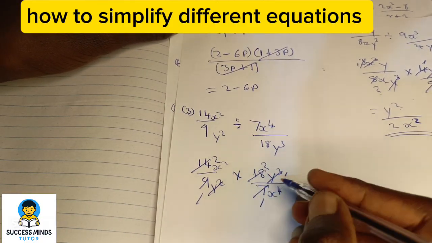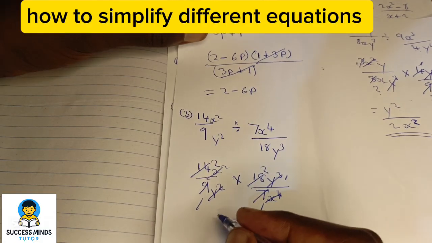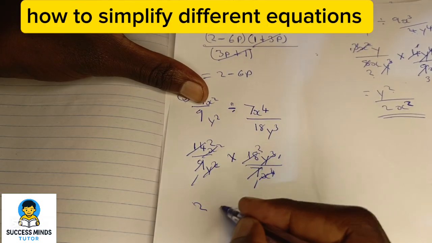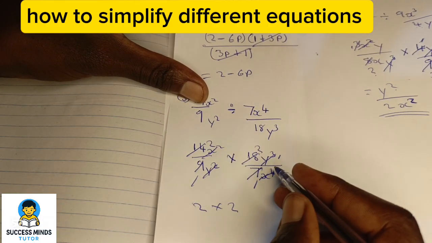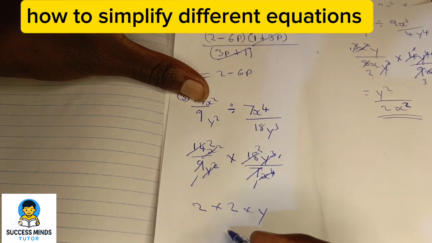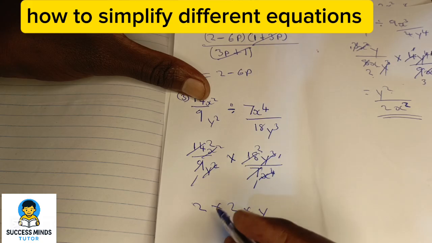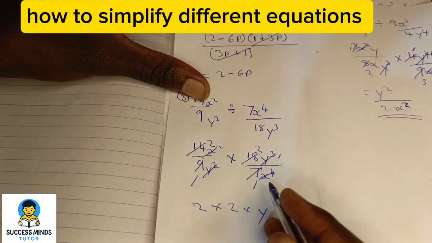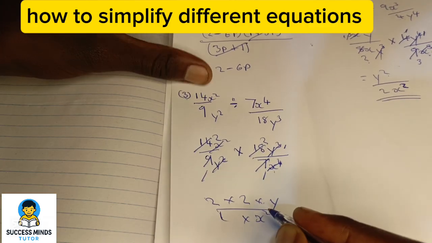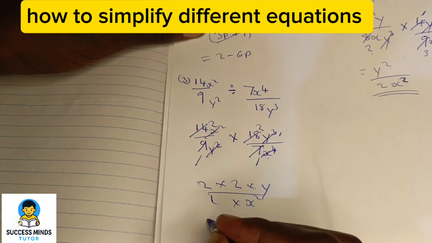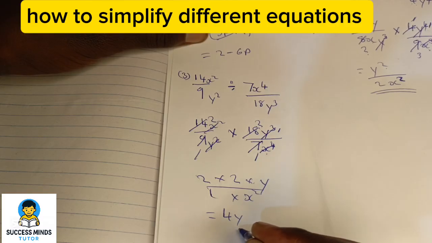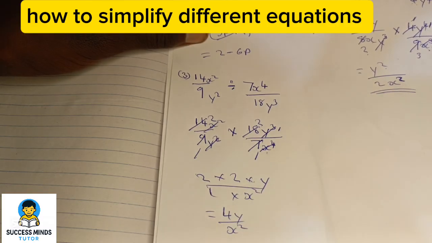Okay, so there was an x squared, so x and x, that one goes, so it's going to be 2 times 2, and we remain with what, times what, y, and down here we remain with 2x there, so we remain with 1 times x squared. When we multiply, it's taking us back to the answer, which is 4y over x squared.